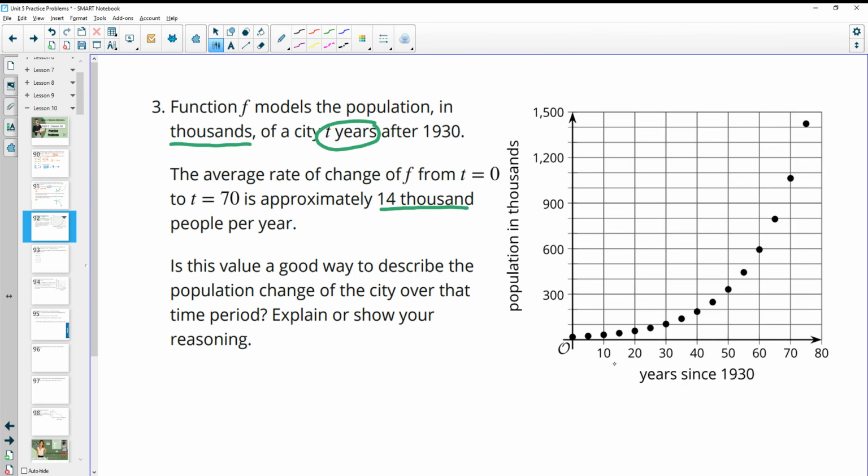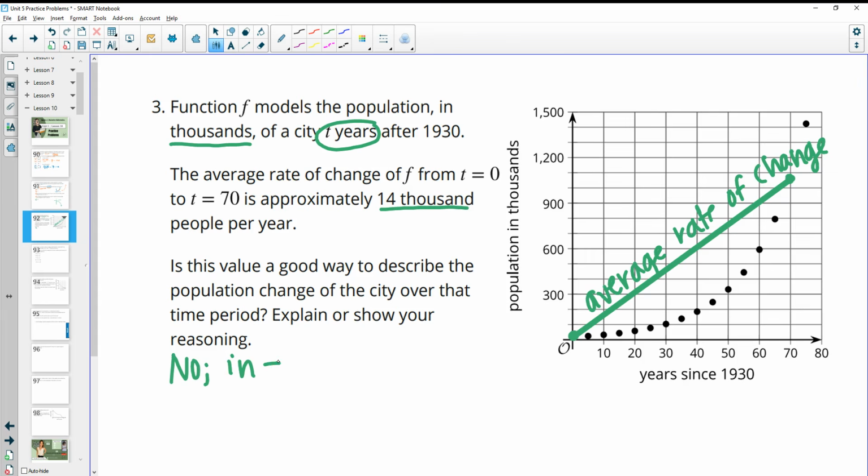So when you, again, do average rate of change, so here's T equals 0, and here's T equals 70. Average rate of change means if that population, or whatever the data is, changed consistently over that time period, meaning the slope of a linear line connecting those 2 points. So this right here represents the average rate of change. Now, is that a good indicator of all of this data? And I would argue no, because it's not touching any of the data, right?